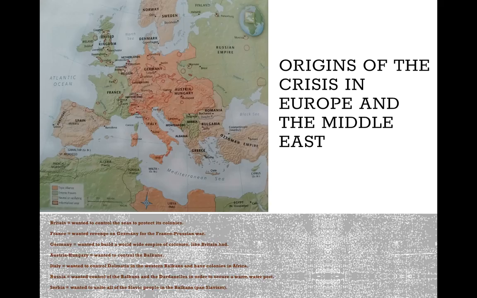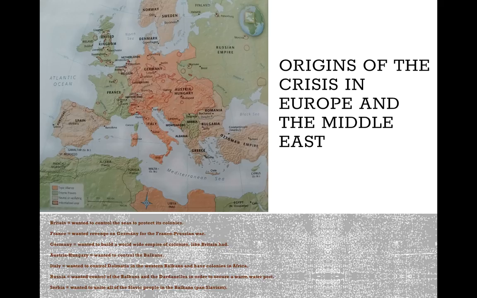France wanted revenge on Germany for the Franco-Prussian War. This caused France to oppose any German plan. Germany wanted to build a worldwide variety of empires and colonies like Britain had, and to do that, built a stronger navy. This caused conflict with Britain over the navy, but it caused conflict with a lot of other nations because territory in Africa, Asia, Australia, and America was already claimed.